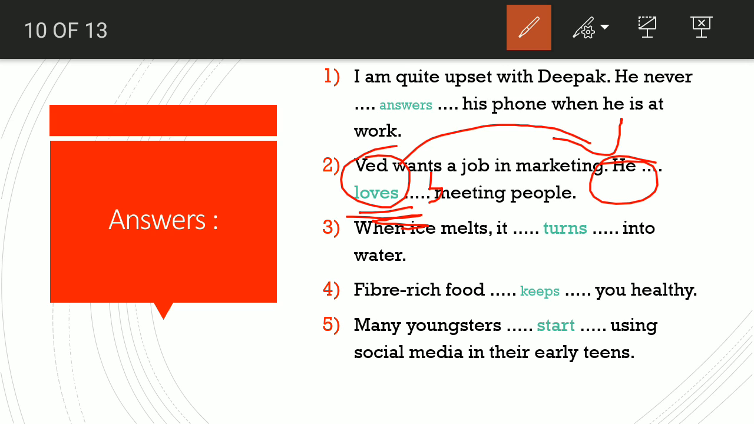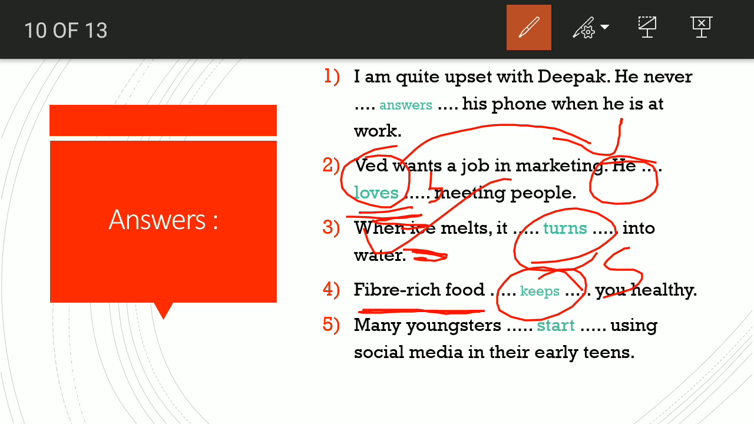When ice melts, it turns because we are talking about ice, which is a singular subject. So when ice melts, it turns into water. Fiber-rich food keeps. You have to add s because here you are talking about fiber-rich food, which keeps you healthy.